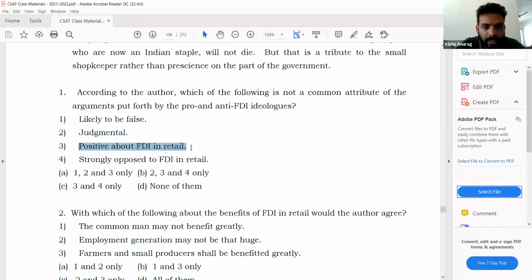3. Positive about FDI in retail. Are both of these people pro and anti FDI ideologues? The answer is no. Only the ones who are in support are positive. 4th, strongly opposed to FDI in retail. Again, this is not common. This is only the people who are against FDI. So 3 and 4 are not common. Hence, C is your answer.